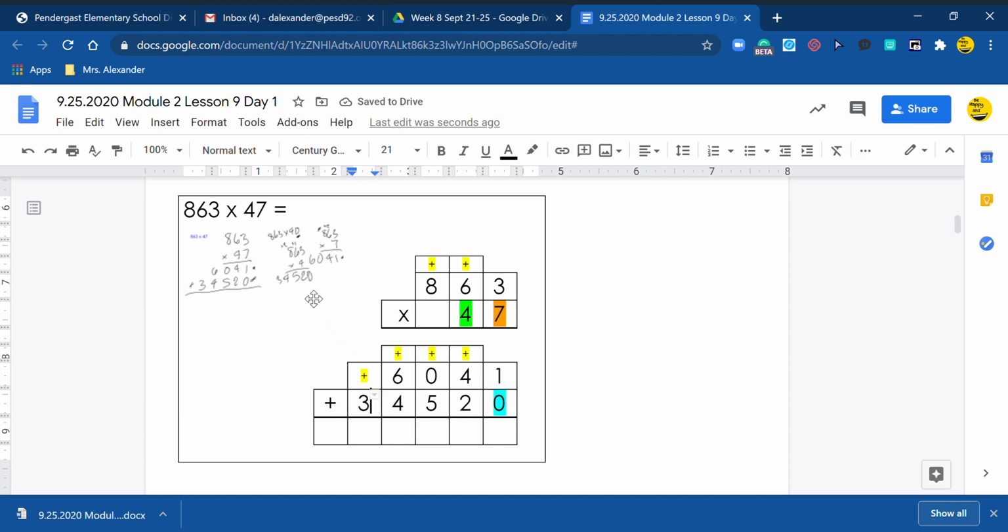You don't have to worry about making sure it's straight here. And all you have to do is add 1 plus 0, 4 plus 2, 5 plus 0, 6 plus 4, drop my 0, and then here in the yellow, we're going to add the 1, and then 1 plus 3, 4. So 863 times 47 is 40,561.